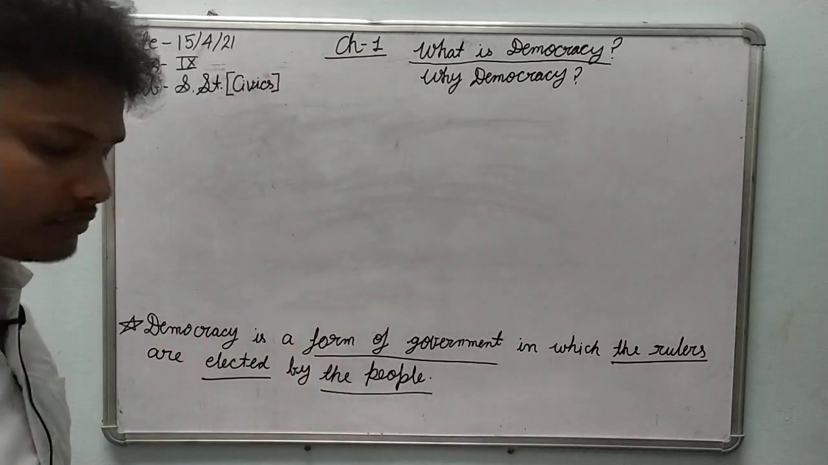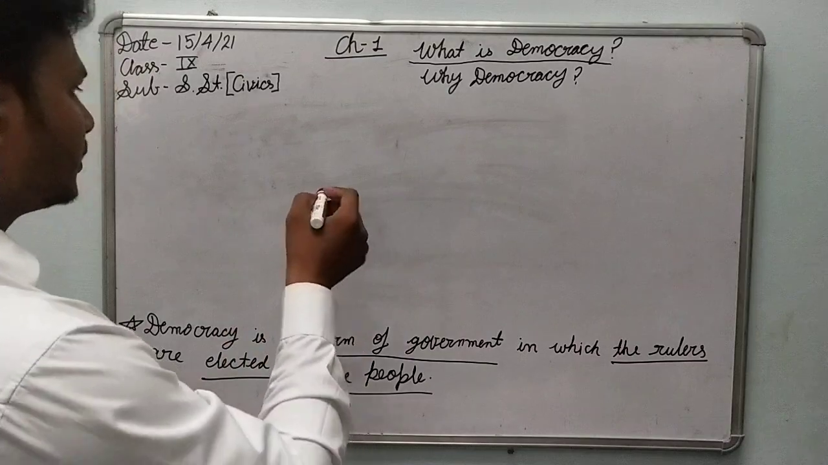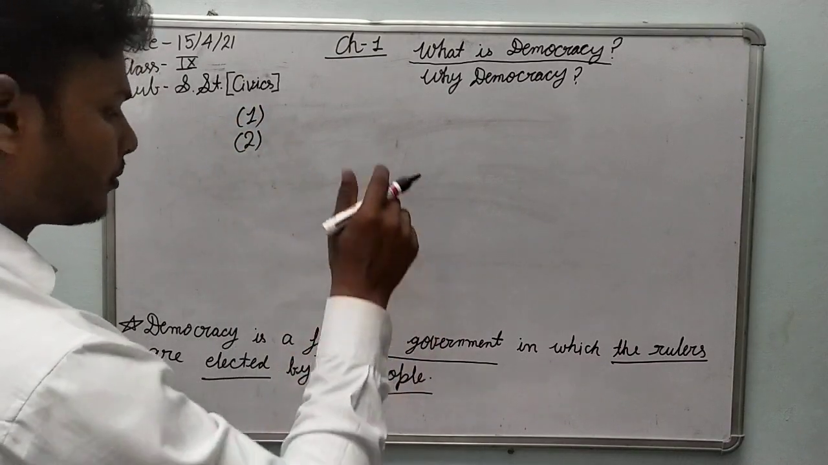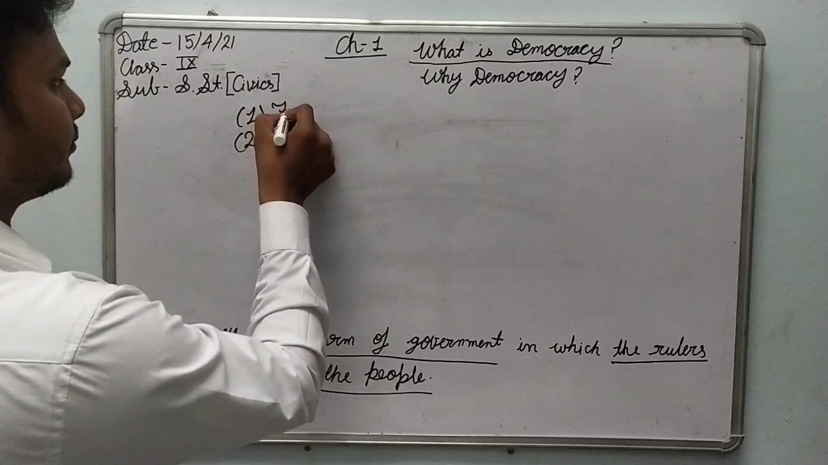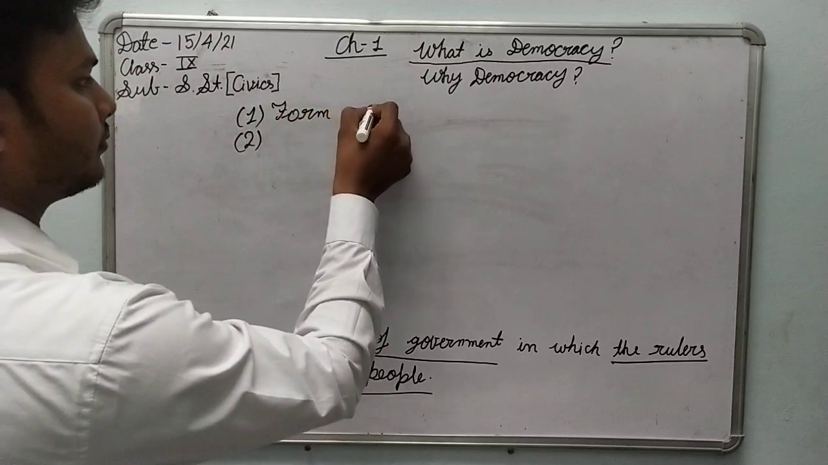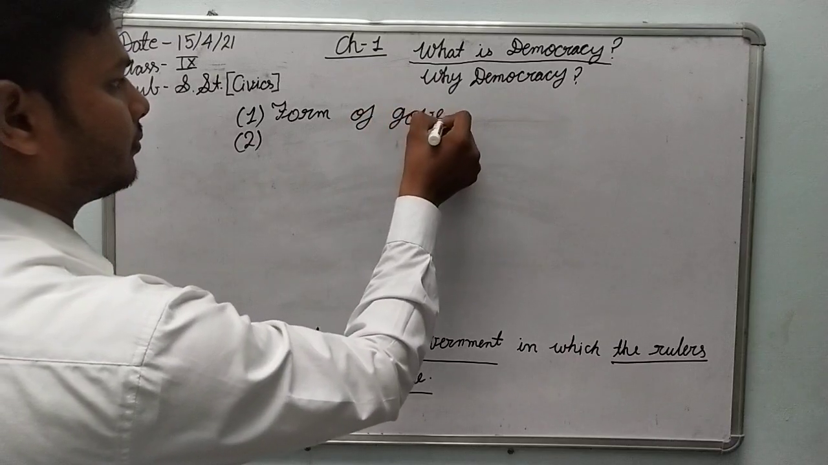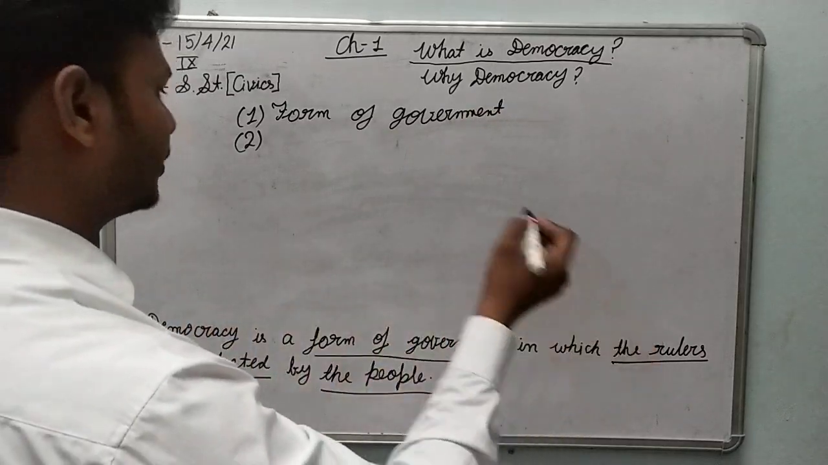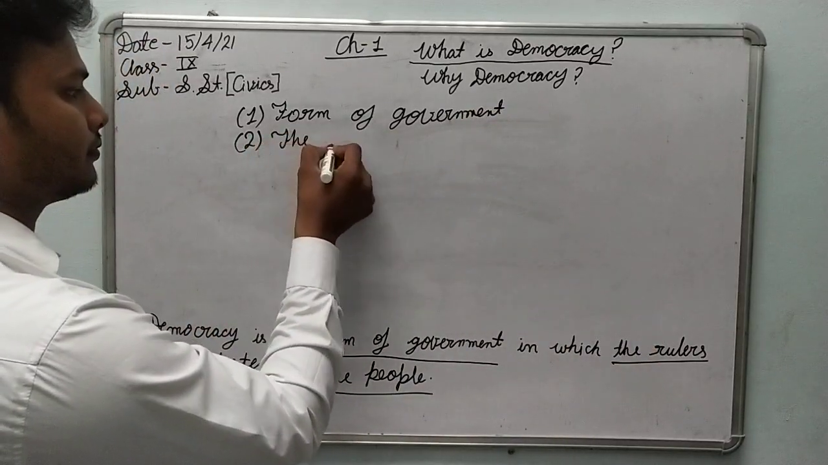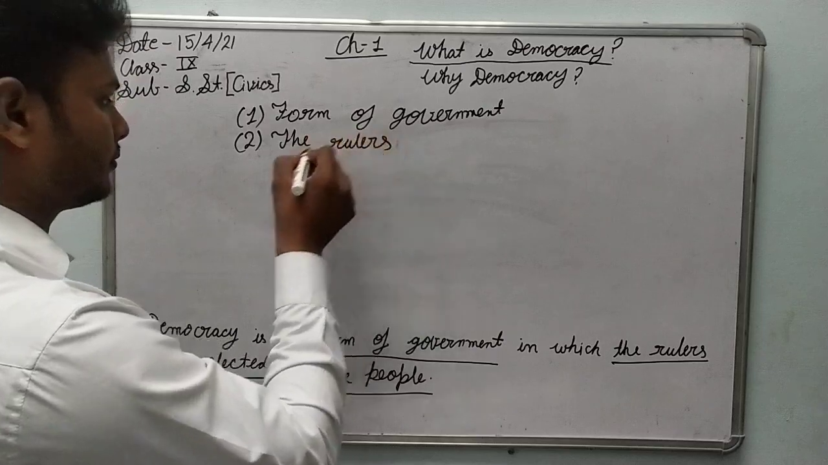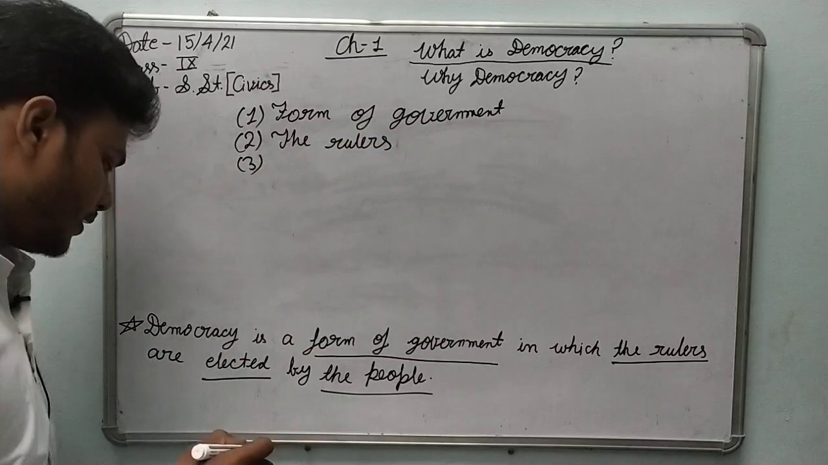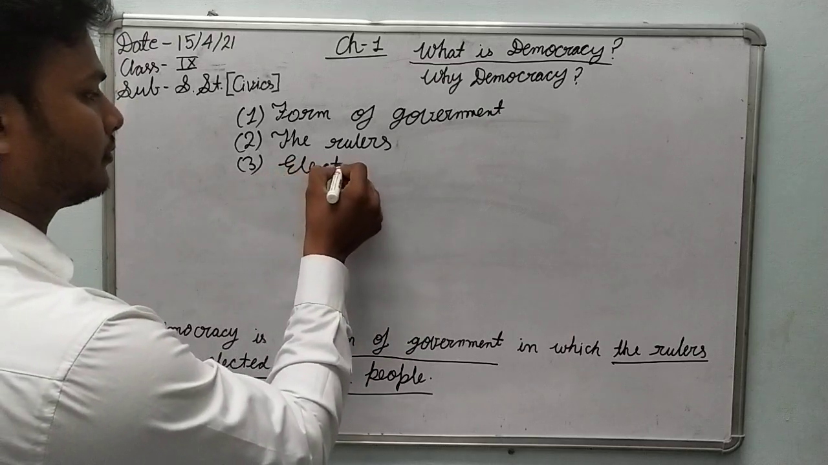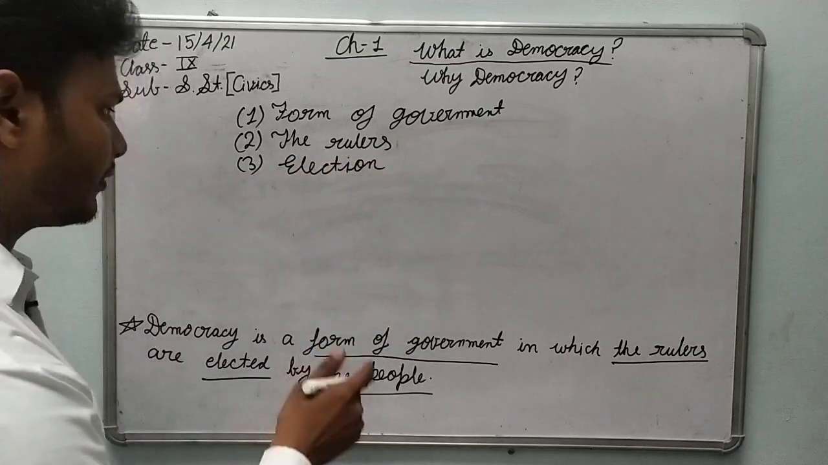Look, these words are: number 1, form of government. Number 2, the rulers. Number 3, elected. Elected means election. And number 4, the people.